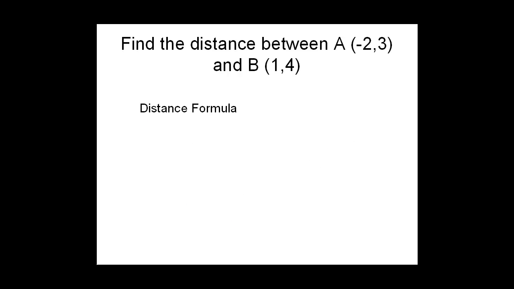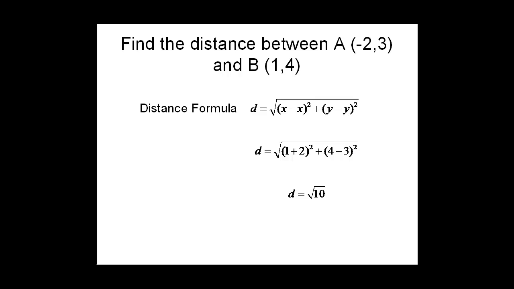Okay, suppose we have 2 points and you want to find the distance. I always write the distance formula down: the square root of (x minus x) squared plus (y minus y) squared. Then I subtract the x numbers. I'm going to take the 1 and subtract negative 2, so it's 1 plus 2. Then 4 minus 3. Again, that's the first number 1 minus the second number, negative 2, so that's 1 minus a negative, which means plus. Then 4 minus 3. Okay, this is 3 squared, which makes 9. This is 1 squared, which makes 1. 9 plus 1 is 10. So we have the square root of 10.